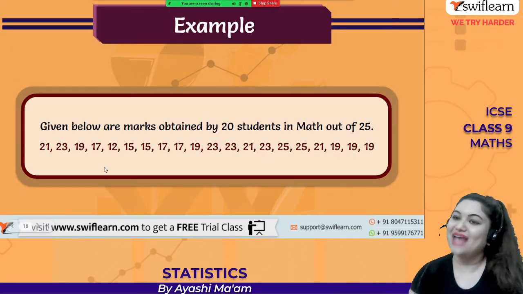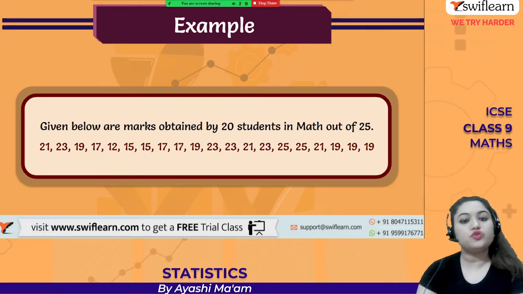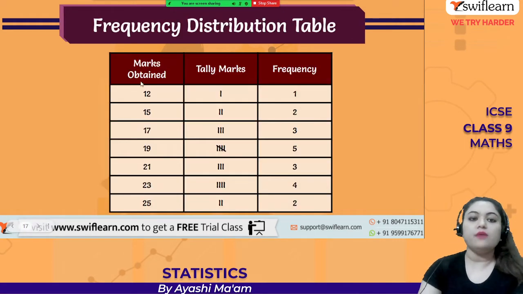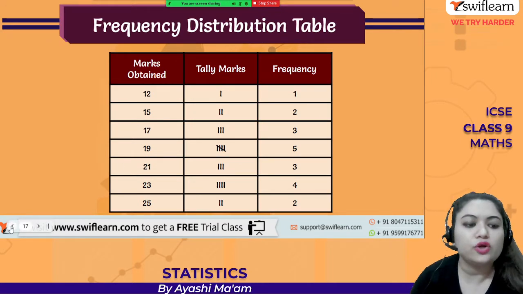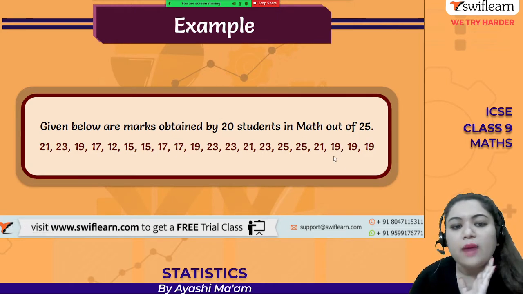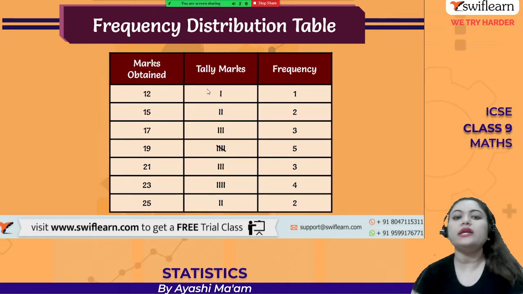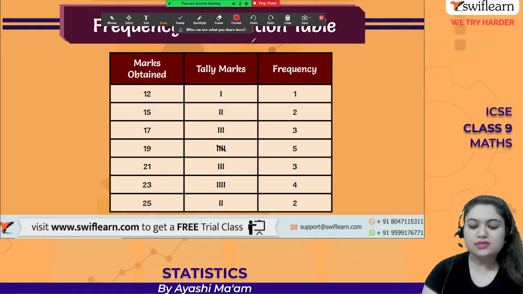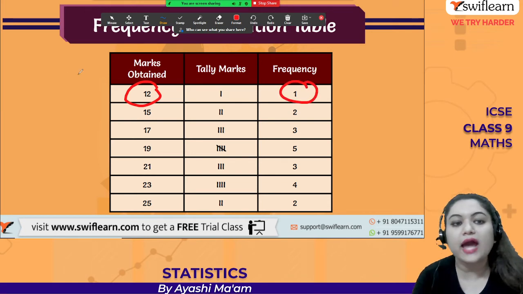Okay, now see example. Given below are marks obtained by 20 students in math out of 25. So 20 students have given the maths exam and out of 25, these are their marks. अब देखो frequency distribution table, बहुत ही simple. देख लो, सबसे पहले तो हम लोग निकालेंगे लोएस्ट मार्क है 12, है ना? तो 12 ये आ गया मार्क्स ऑब्टेन्ड, ये आ गया टैली मार्क्स, ये हो गया फ्रीक्वेंसी. मतलब क्या है कि 12 लोएस्ट मार्क्स. सो how many students have got 12? One student. For that we are writing the tally marks 1. How many students have obtained 15?